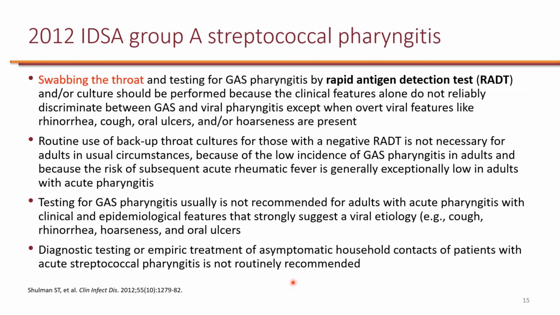So what they do is that you actually swab the throat, or the clinician will do a swab of the throat and do a rapid antigen test for group A streptococcus. So if this test is positive, then the patient will be diagnosed with group A strep pharyngitis. And now, if it turns out to be negative, there's no need for confirmation in adults because there's a low incidence of group A strep pharyngitis in adults. Now, in children, it is recommended to confirm it if it's negative.